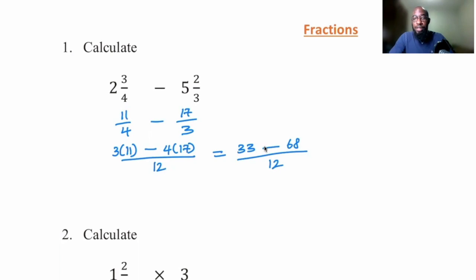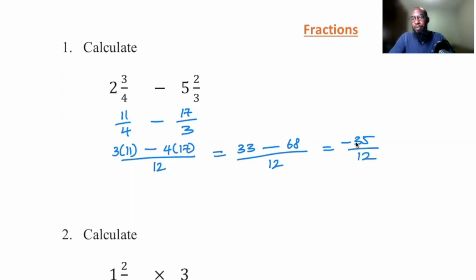When the signs are different in addition and subtraction, you minus the smaller number from the bigger number, and you keep the sign of the larger number, or use a calculator. So we know since 68 is the larger number, your answer should be negative something. So 33 minus 68 is negative 35 over 12. This here is your answer.